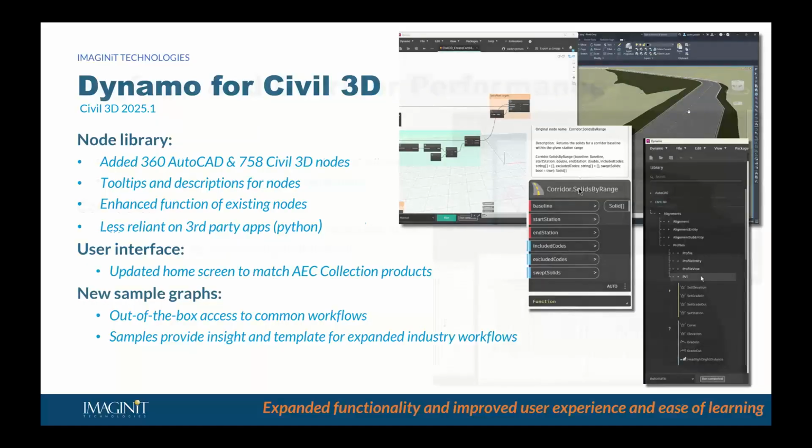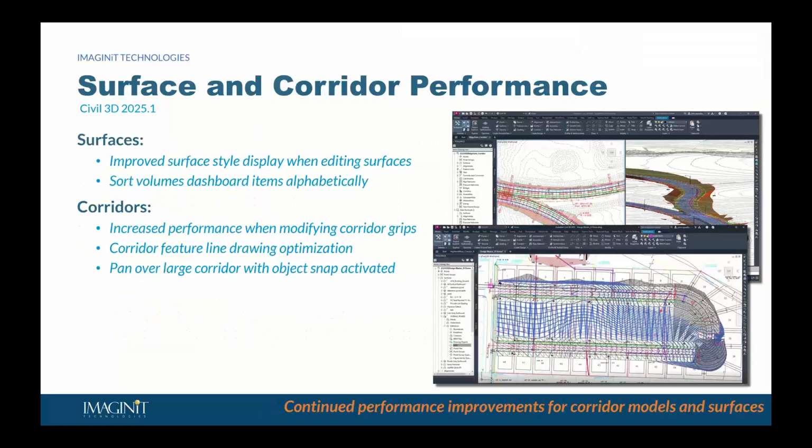Surfaces and corridors have been enhanced, which we now benefit from in 2026 as well. Surfaces, the way that they get put together and built, the way that volumes work, the way that corridors get built and grip edited, the density of these two big elements has been improved. So we can see performance improvements for those who are doing railroad or even embankments.